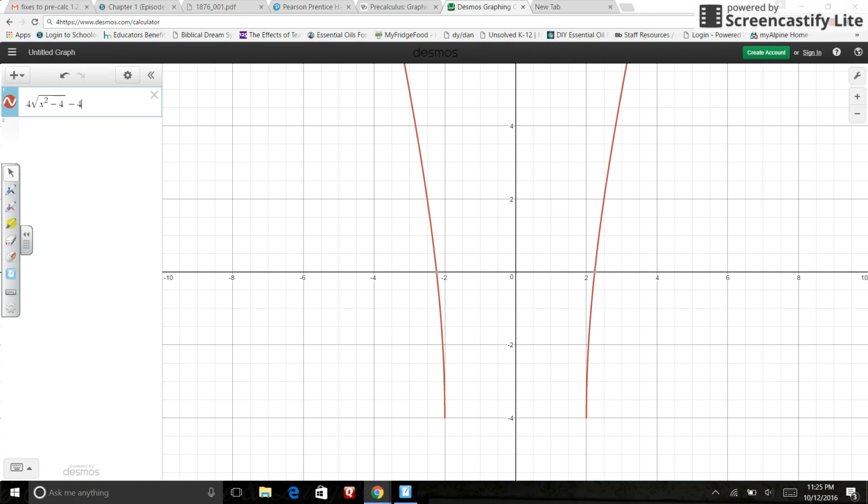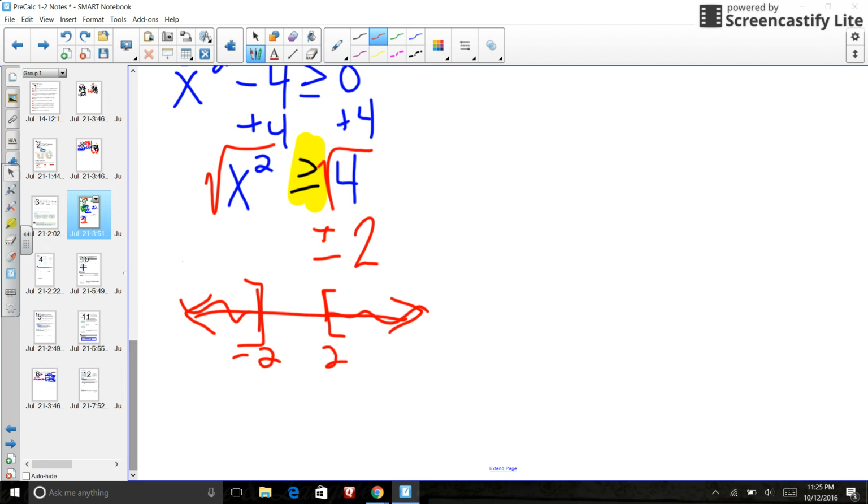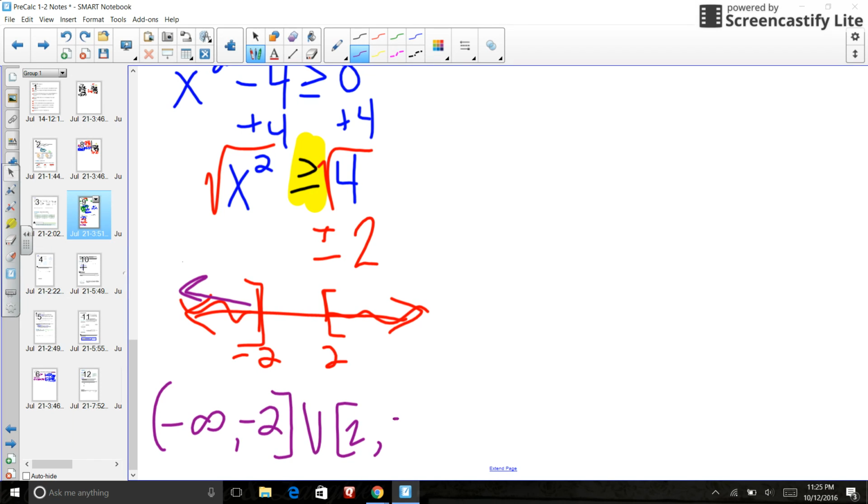Oh gosh, I just happen to have already put this on Desmos. And look, it doesn't go inside the -2 and +2. It doesn't go inside there. So it starts at -2, goes to -infinity, starts at +2, goes to +infinity. So how do I actually write that in interval notation? Well, it's going this way. So that means -infinity to -2, inclusive, union 2, inclusive to infinity, infinity and beyond.